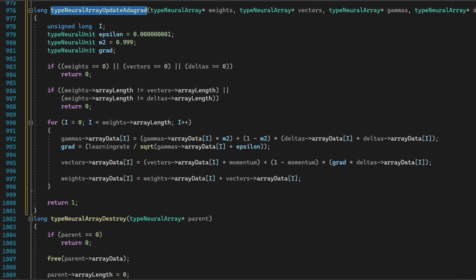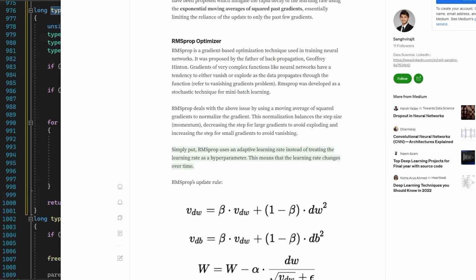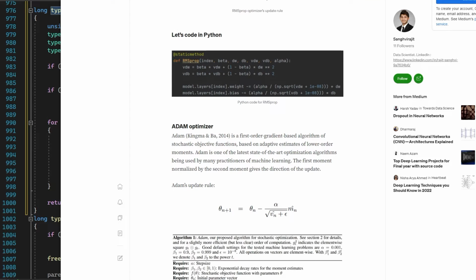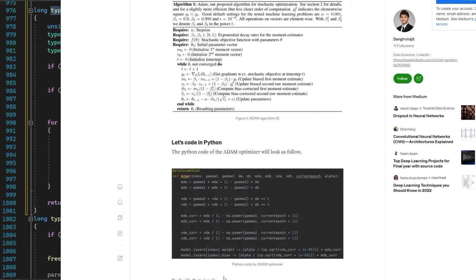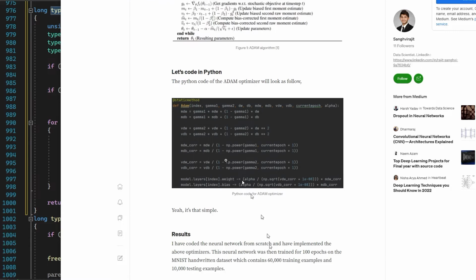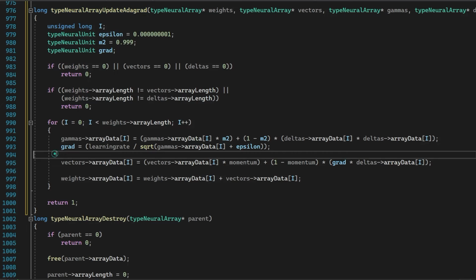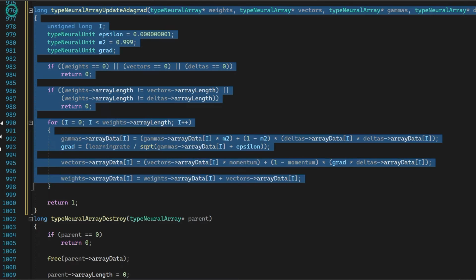Okay, now let's do the same thing again for Adam, the Adam optimizer. This one's slightly more complicated. Okay, a lot more complicated, but it's the same basic thing. We have the code right here, so let's just copy it.